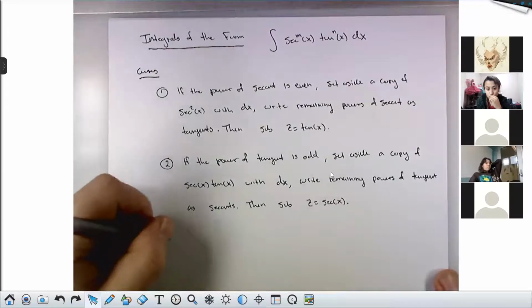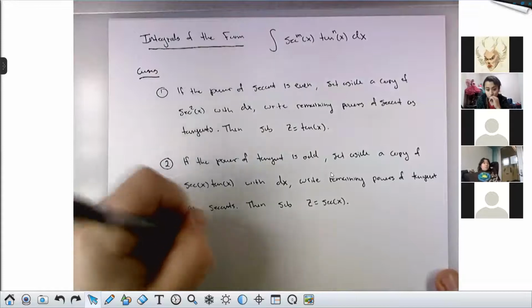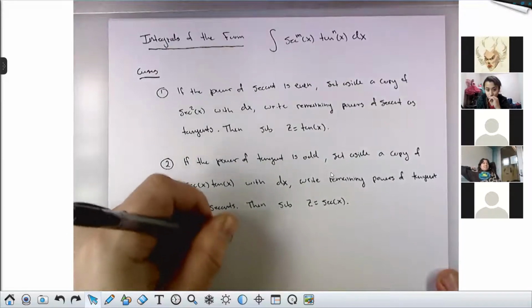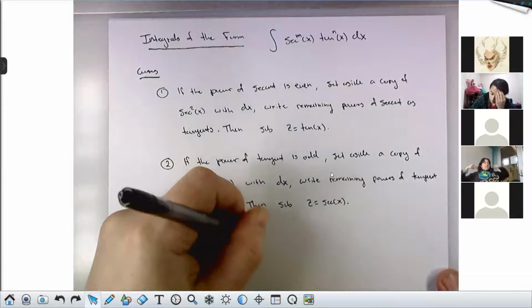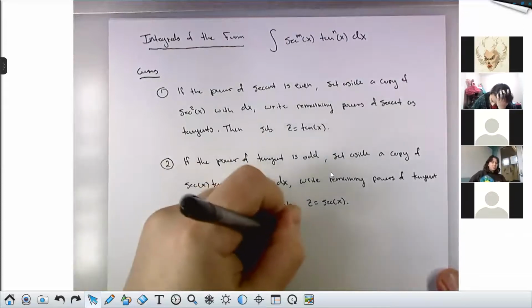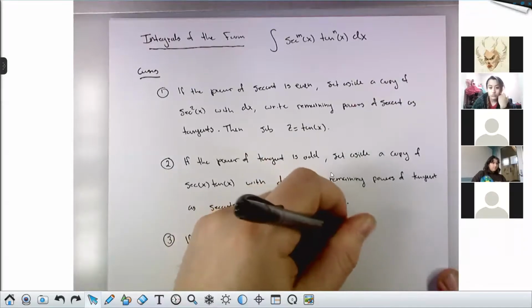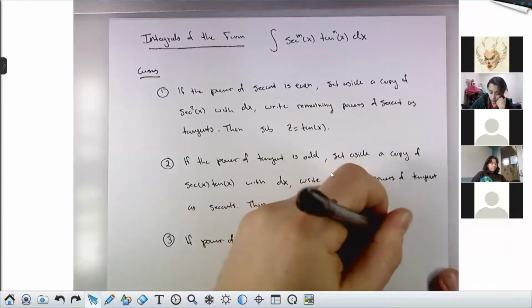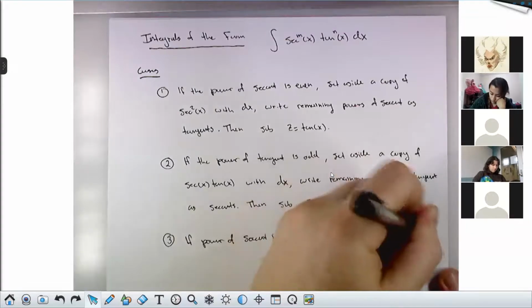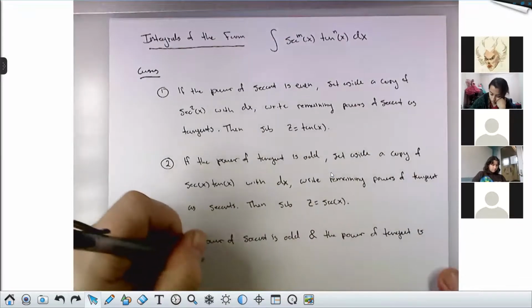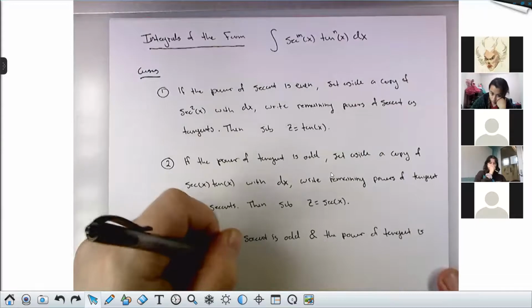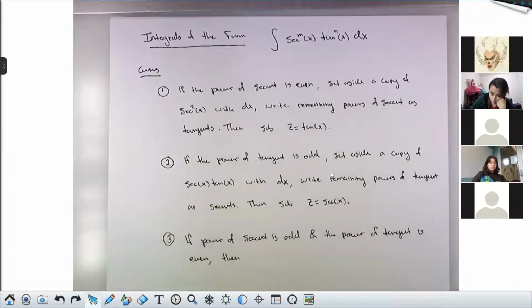So the missing case here, if the power of secant is odd and the power of tangent is even, then we're a little bit screwed, frankly. Those are nasty, nasty, nasty integrals.